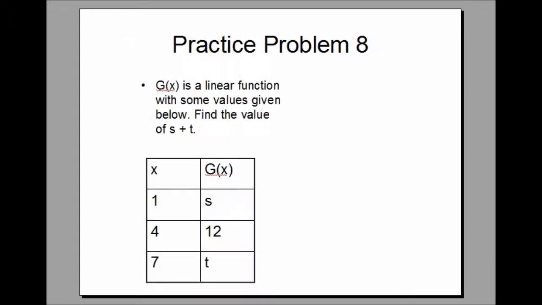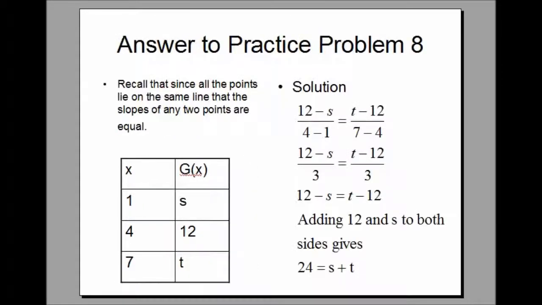Practice problem 8. g is a linear function with some values given below. Find the values of s plus t. Recall that all of the points lie on the same line, therefore any calculations we make of the slope using any 2 points on that line will be equal. We can use the points 1, s and 4, 12.